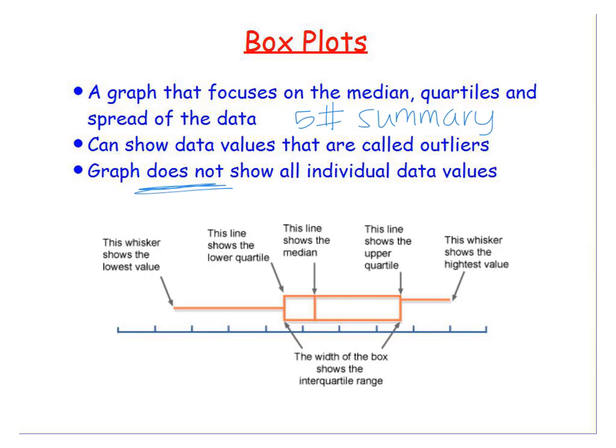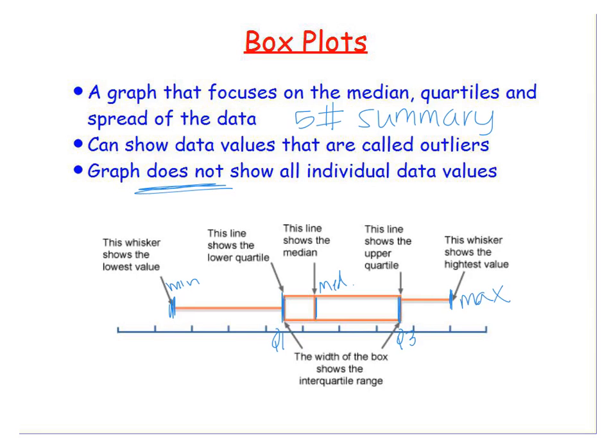So the important pieces, this guy right here, this is your minimum. It's your lowest data value. This mark right here, this is your Q1 that we've talked about. The line in the middle of the box is your median that we've talked about. The other edge of the box is your Q3. And this final end of a whisker right there, that's your maximum.